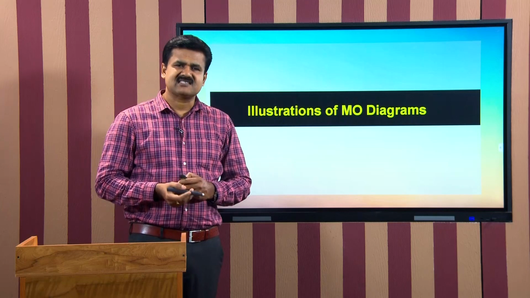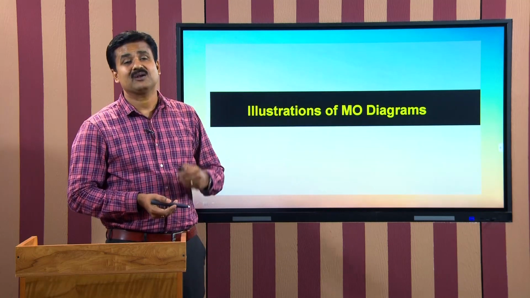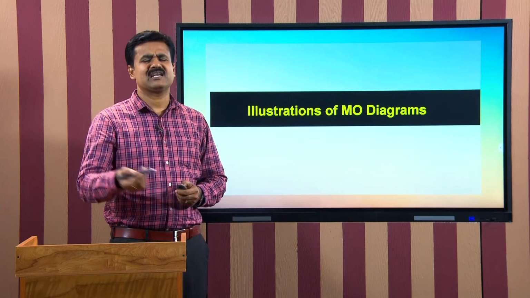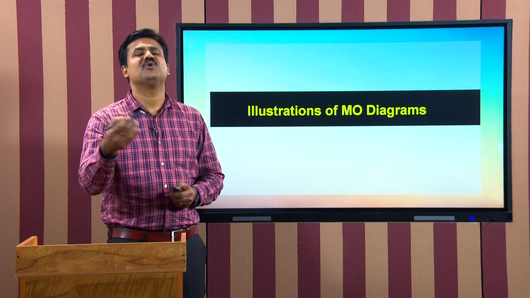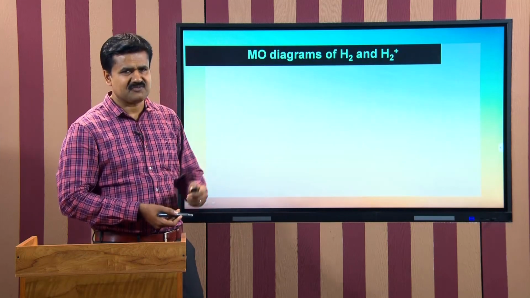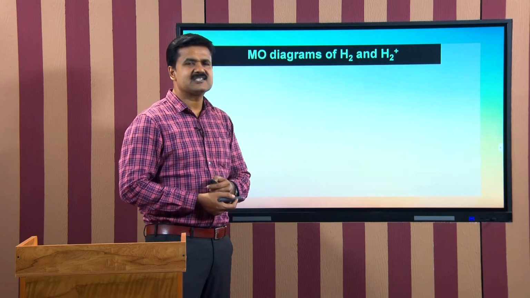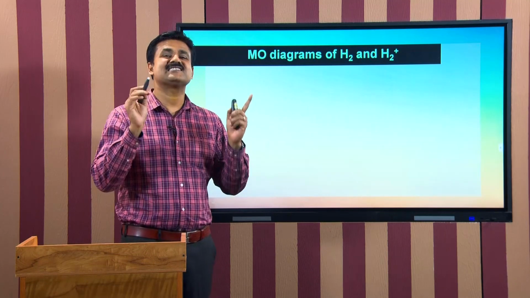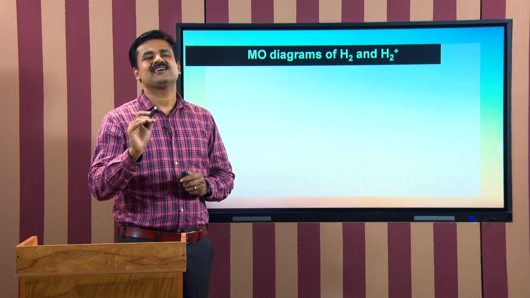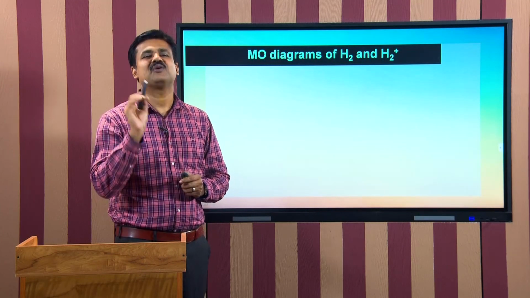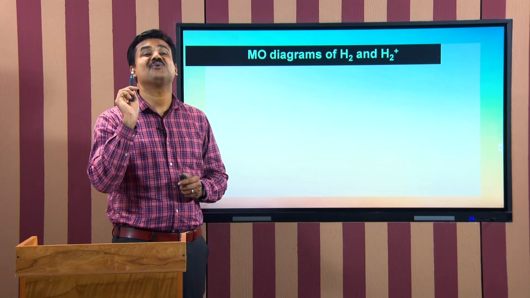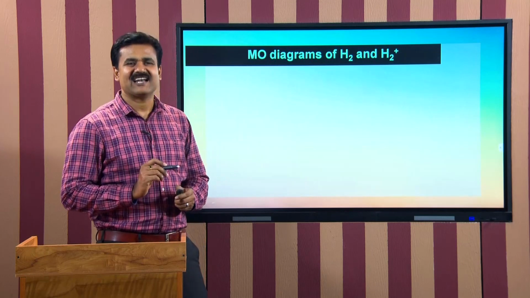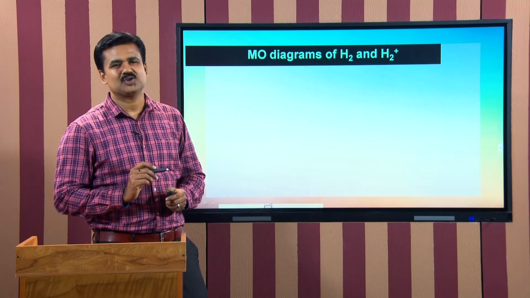Now, illustration of molecular orbital diagrams. We are going to illustrate some MO diagrams by taking simple examples, simple homonuclear diatomic molecules. First of all, MO diagrams of H2 and H2 plus. It should be noted that H2 plus is the simplest molecule. Here two hydrogen atoms are there, but one hydrogen acts as H plus. So, it is a one electron system. And we are now comparing the molecular orbital diagrams of H2 and H2 plus.